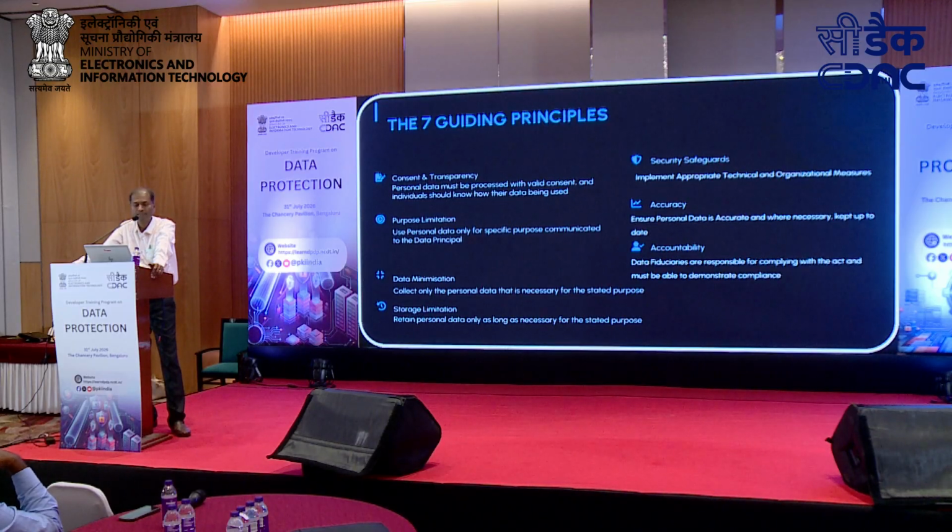And you have to implement appropriate security safeguards and organizational measures. We'll cover in more detail what that is. Accuracy: you must ensure that personal data is accurate, and where necessary keep updating it. Meaning, 5 years back I might have collected data, but I cannot retain it for 5 years. Just an example, things might have changed, so I might have to get updates and update it also. The last one is accountability. Data fiduciaries are responsible for complying with the DPDP Act, and they must be able to demonstrate their compliance also. That is an important part.